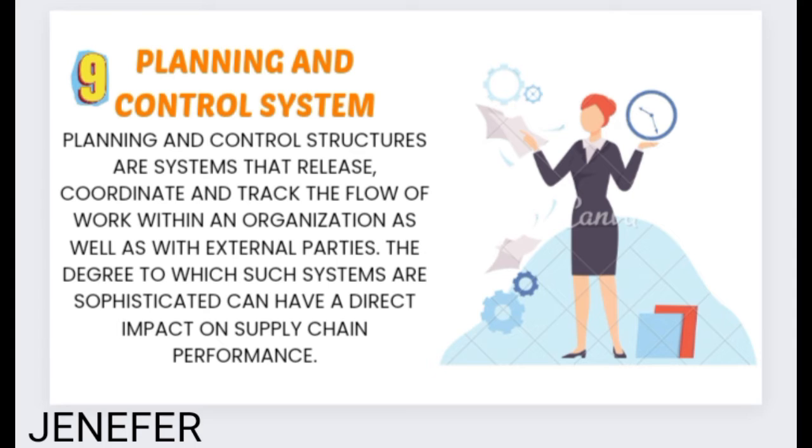More sophisticated planning and control systems can improve supply chain performance by enhancing visibility, responsiveness, and optimization of activities across the supply chain. Factors like demand variability, product complexity, and supply chain structure influence the appropriate planning and control approach for a given organization. Commonly, systems include material requirements planning, just in time, and hybrid models.